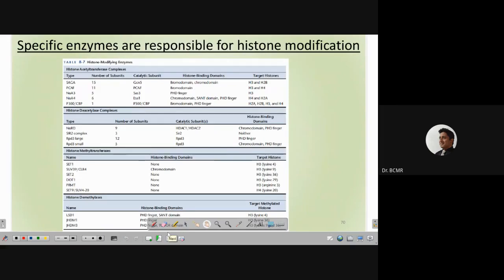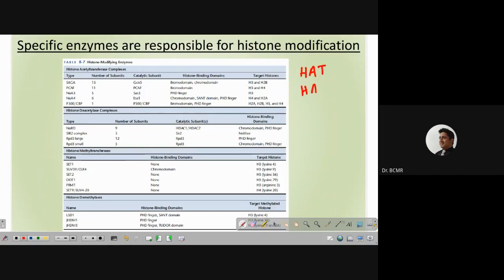So here is a whole list. I don't need you to memorize all these things, but just have a look at it. I think I would want to find out something here. Histone acetyl transferase complex. Those are the enzymes that actually modify the histones. You call them HAT, histone acetyl transferases.